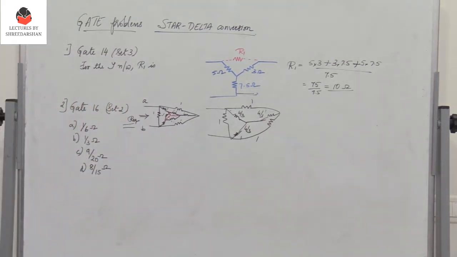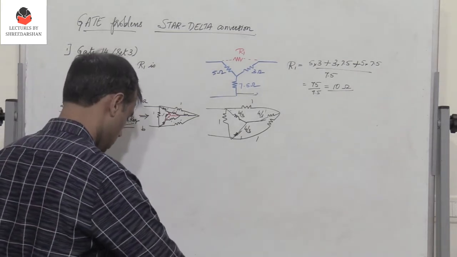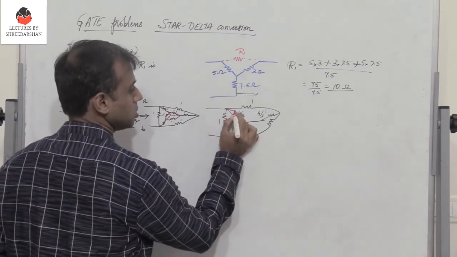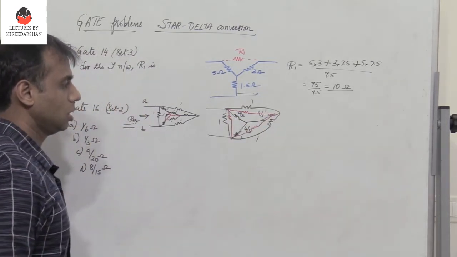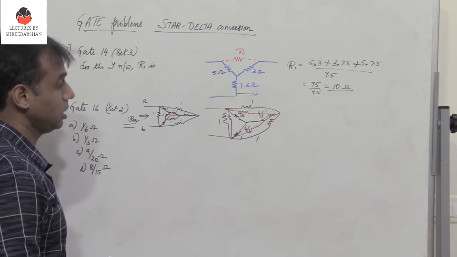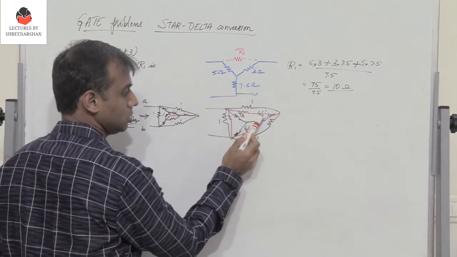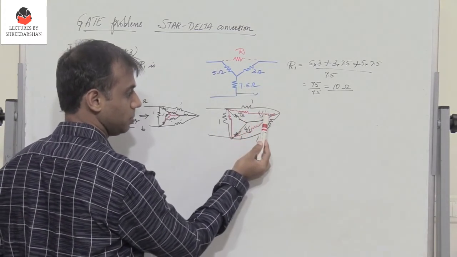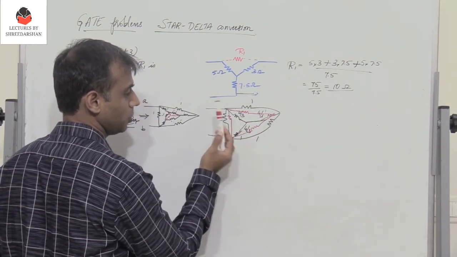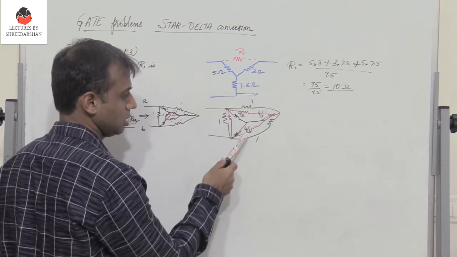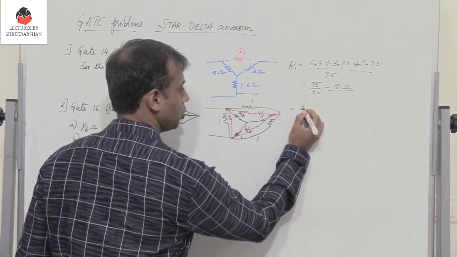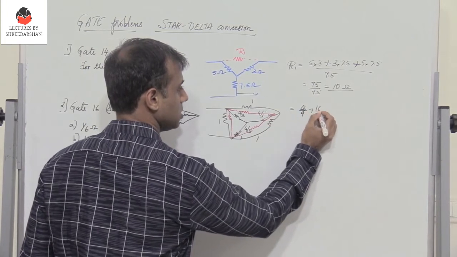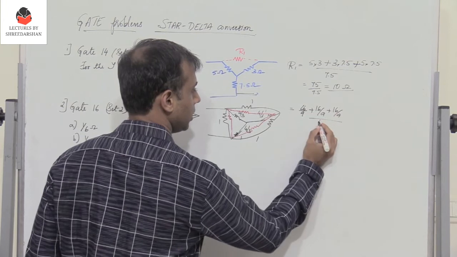So now what do I do? This star network now has to be converted to a delta network. So how do I convert a star network into a delta network? You multiply two resistors, that is 4 by 3 into 4 by 3 plus 4 by 3 into 4 by 3 plus 4 by 3 into 4 by 3, divided by the resistor opposite to it, which is again 4 by 3. So we get 16 by 9 plus 16 by 9 plus 16 by 9, divided by 4 by 3.